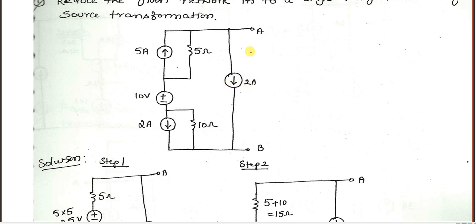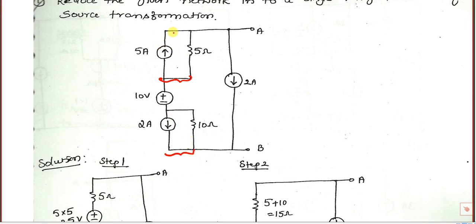Okay, ideal means no parallel resistance. For an ideal voltage source, there is no series resistance. This is a practical current source. This is also a practical current source. So convert this one to a voltage source. Convert this one to a voltage source so that you'll get the voltage source value.